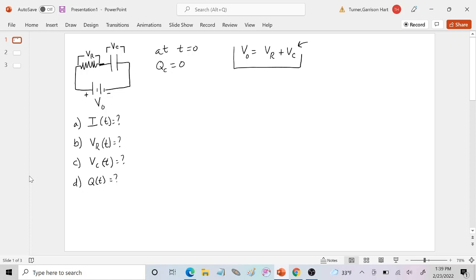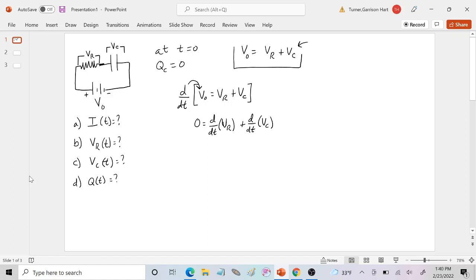So here's what we do. Differentiate the loop rule with respect to time. And when you apply the derivative to the voltage of the battery, that goes away because the voltage of the battery is constant. And then you get to take the derivative of the voltage of the resistor and the derivative of the voltage of the capacitor.